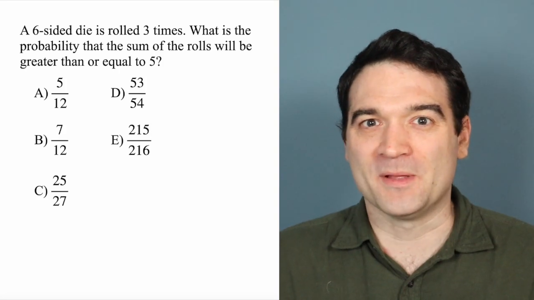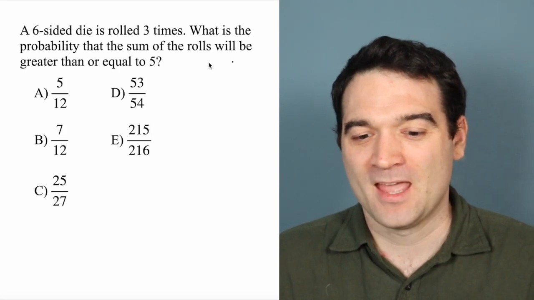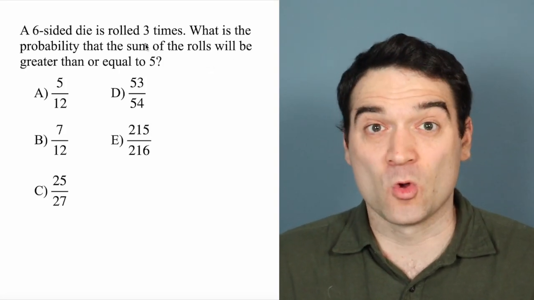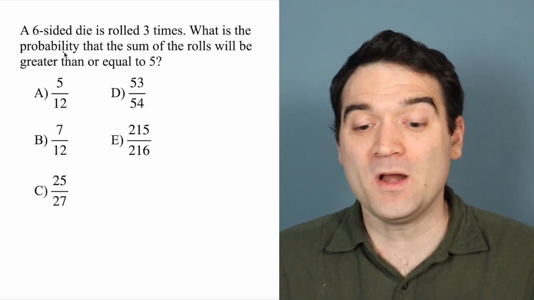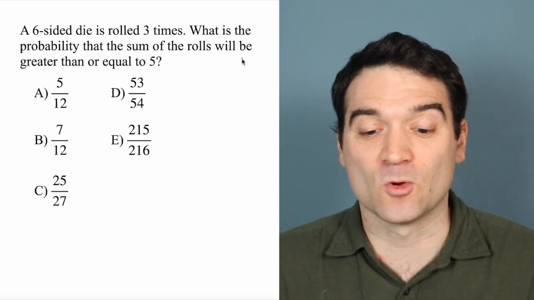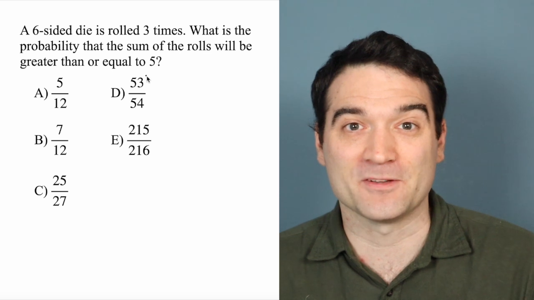Here's a GRE probability question. Let's take a look. A six-sided die is rolled 3 times. What is the probability that the sum of the rolls will be greater than or equal to 5?